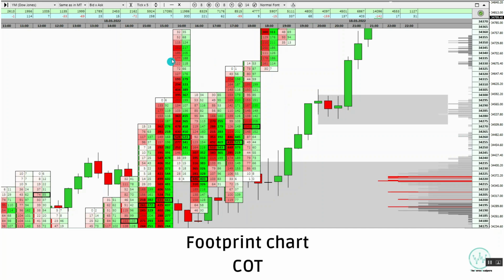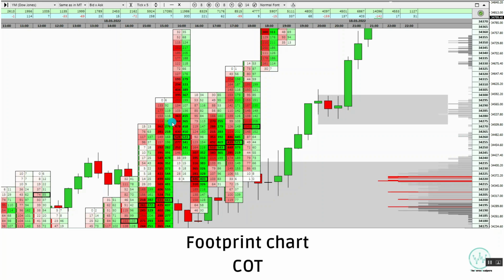On the footprint chart right here, you see a lot of numbers, and you see little black boxes in each candle. This is the COT, the commitment of traders, the highest point of this certain cluster. If you pick this one right here, you can see there are a lot of numbers within this level, and if you go into the COT, the commitment of traders, you can see that the buyers won this rally right here.